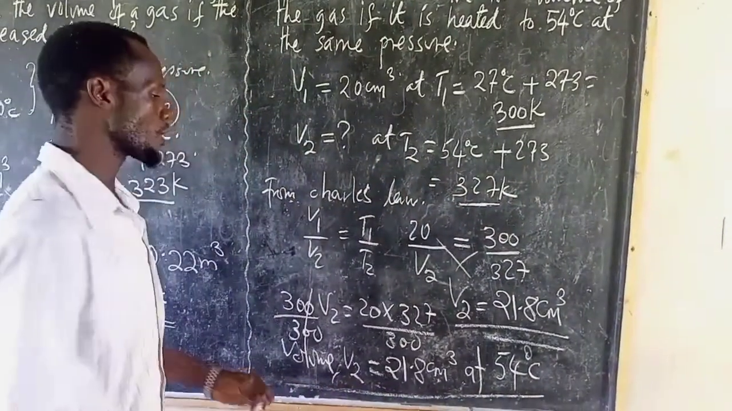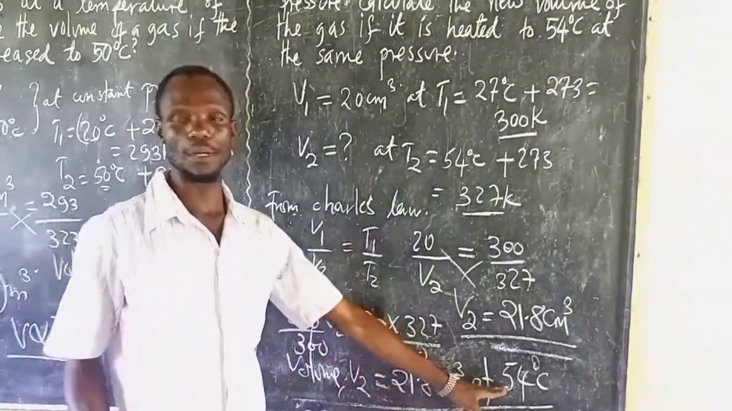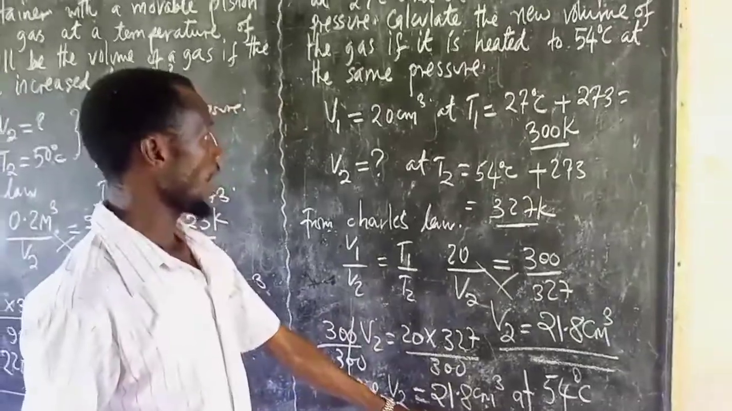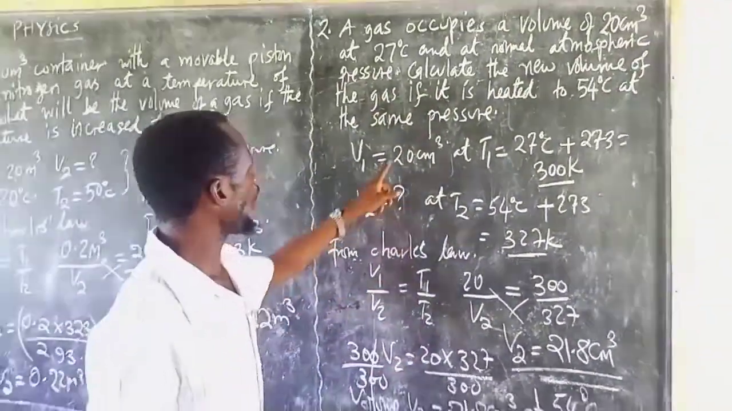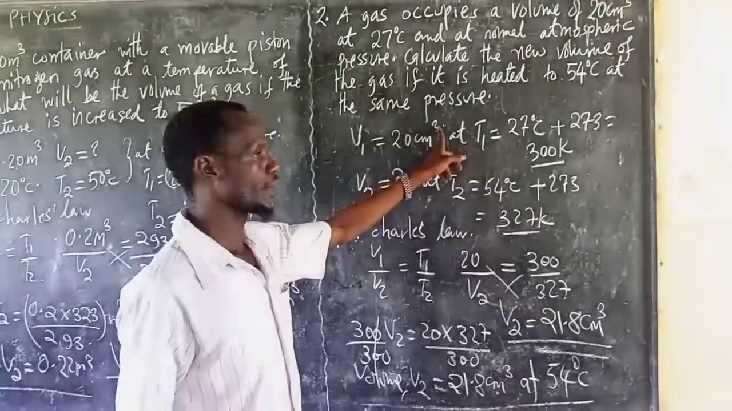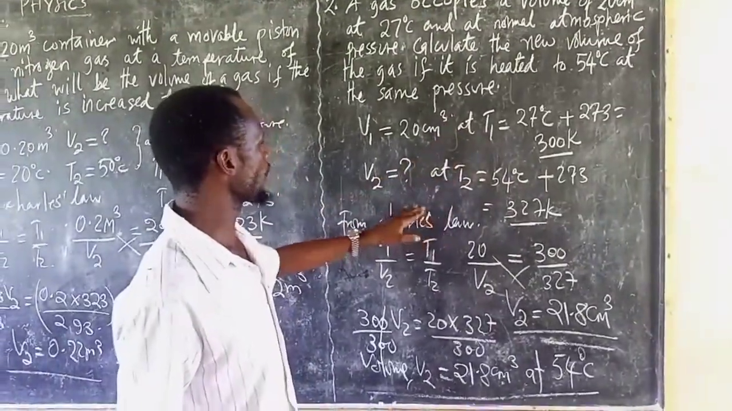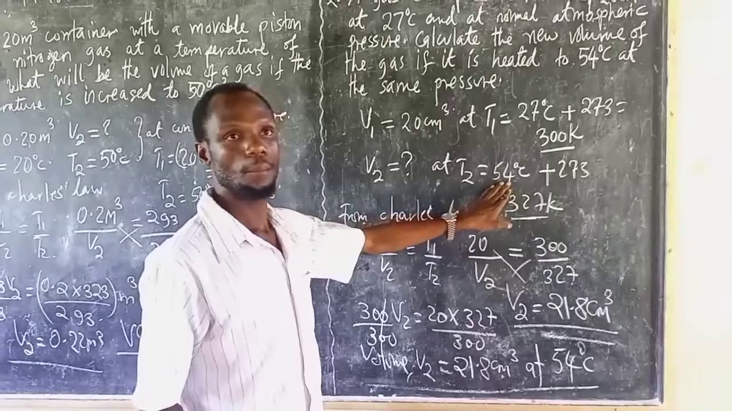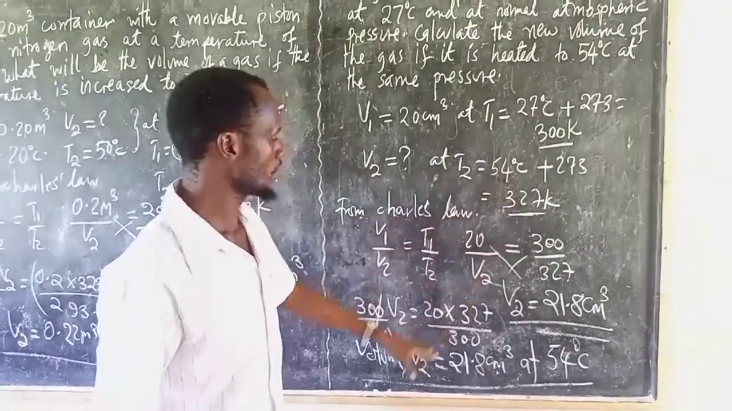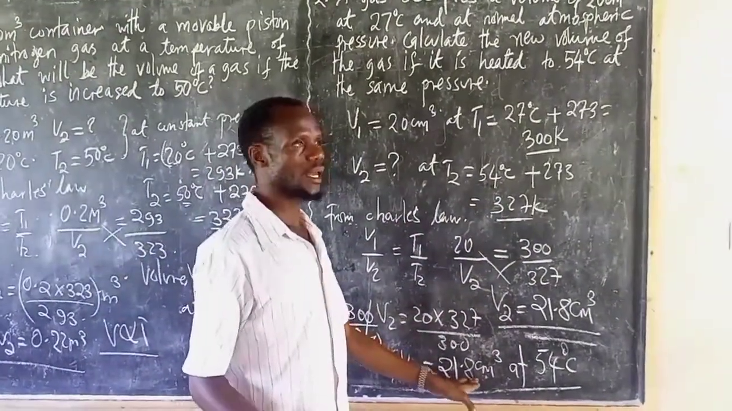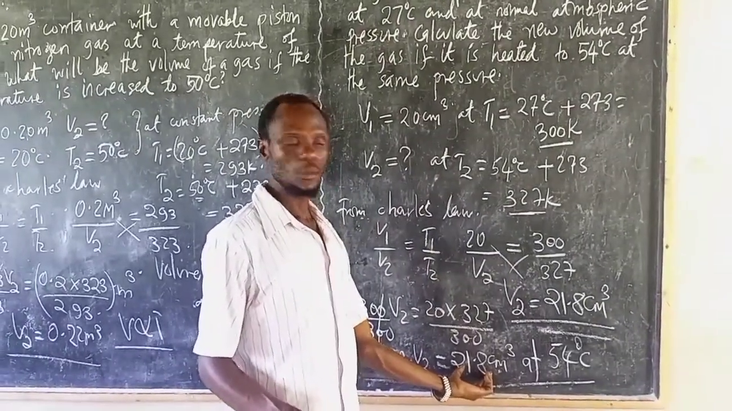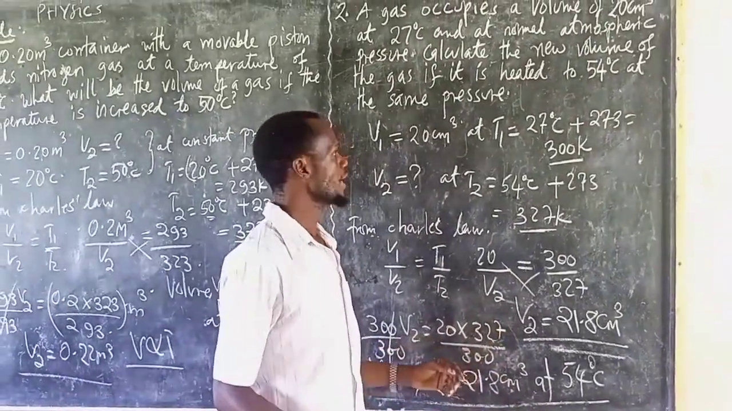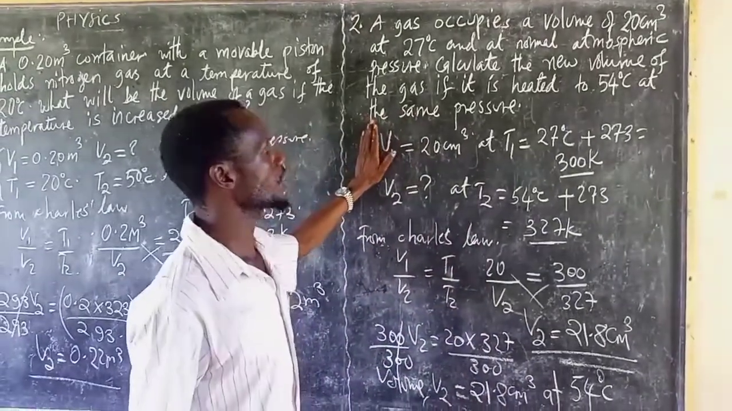This is the volume that was supposed to be recorded at this temperature. As you can see, the volume before was 20 centimeter cubic, and after you have increased the temperature it is 21.8. There is an increase in volume, that is expansion, because there is a change in temperature. That's how we can talk about Charles' law.